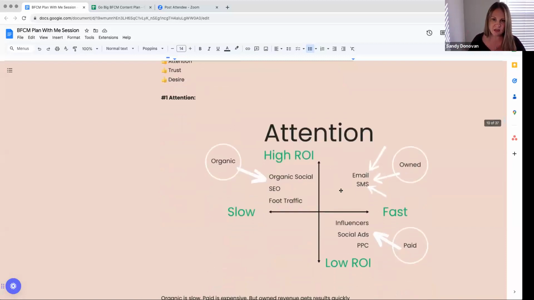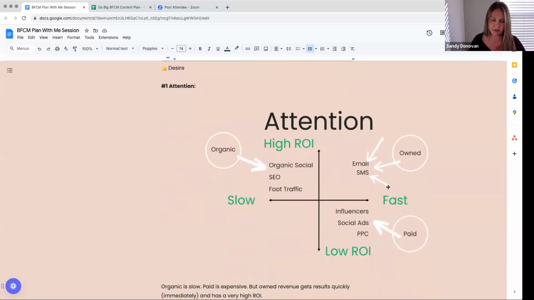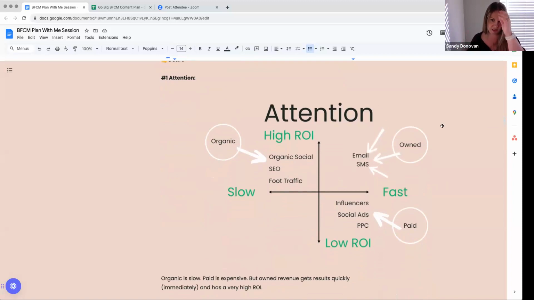So let's start by talking about attention real quick. We can get attention in a few different ways. It can be organic. So you can have an organic social post or following. You can have SEO. So maybe you're ranked high for your keywords. You can have foot traffic if you have a brick and mortar. The thing about organic is that it's usually slow to grow. So you can post a blog post and it might get you ranked in 6 months, but you probably can't post a blog post today and get it ranked by Black Friday, right?